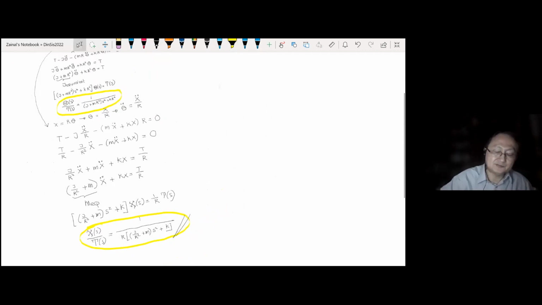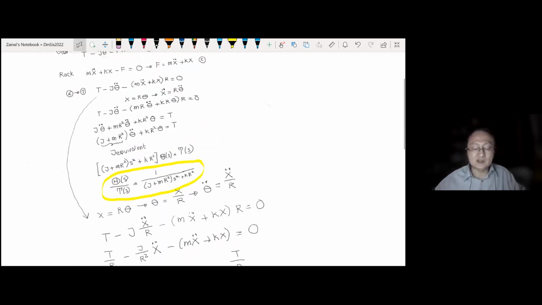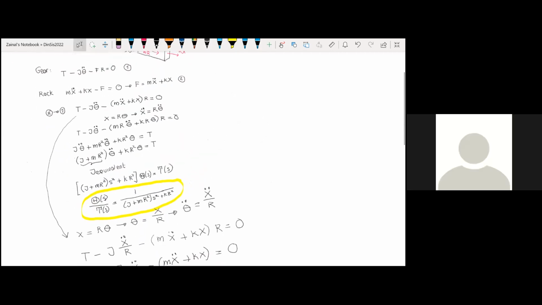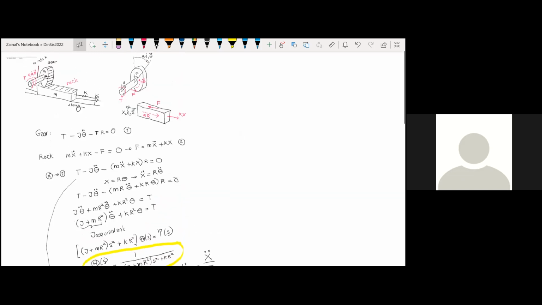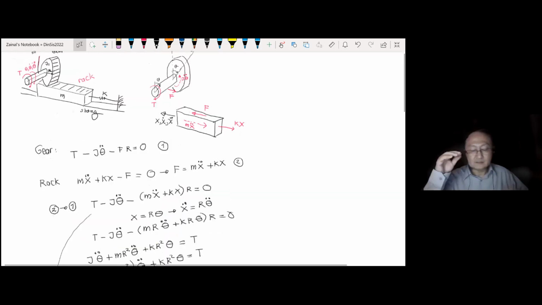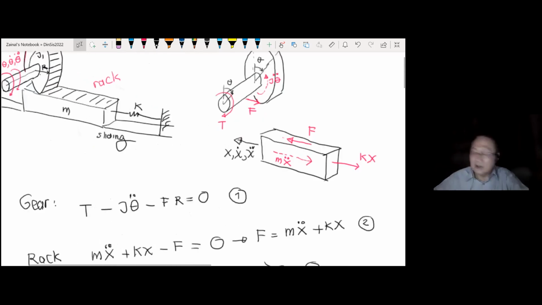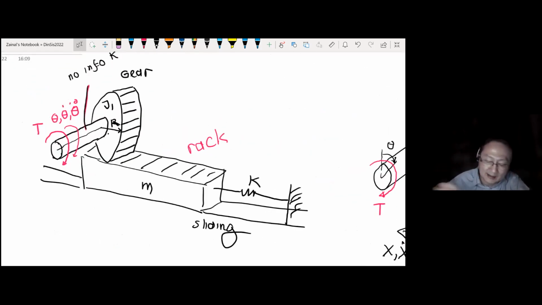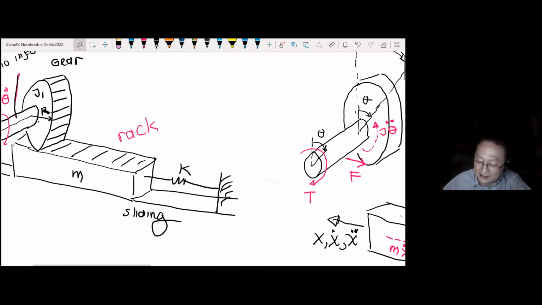Any question? Any question? Bertanya, Pak. Ya. Saya masih bingung cara nentuin arah mx double dot sama J theta double dotnya, Pak. Arah ini kan gayanya kemari ya. Benar, gini.